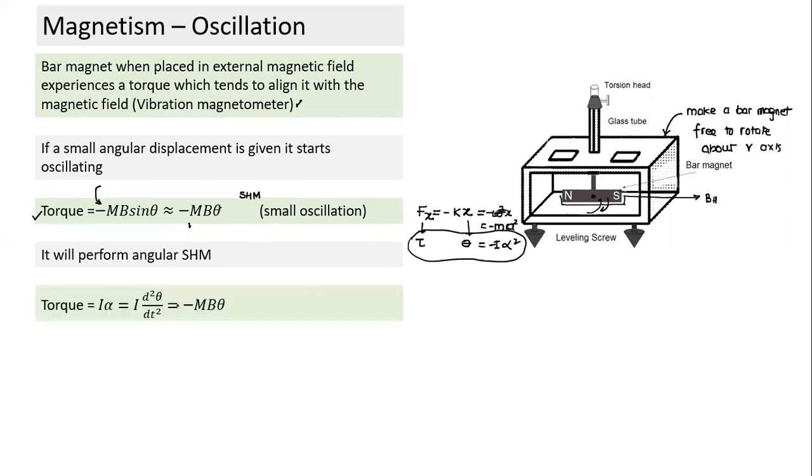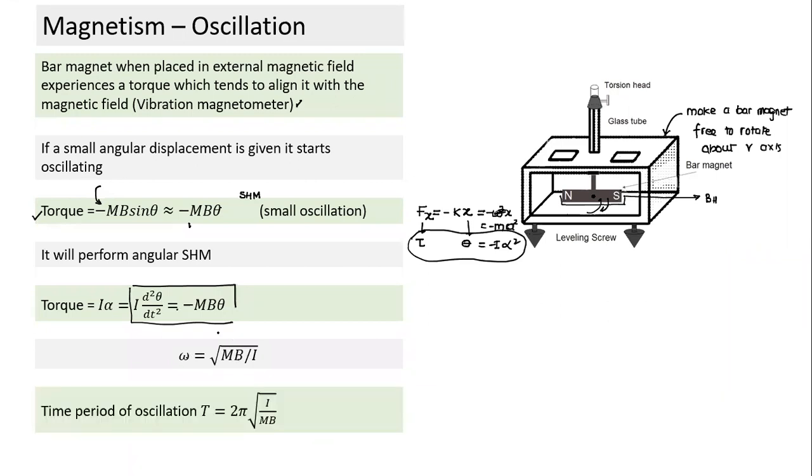Using this equation, torque is equal to I into alpha. Alpha can be written as d square theta by dt square, so I d square theta by dt square is equal to minus mB theta. From this I get an equation for theta. And what is omega in this case? Omega is the coefficient from this equation, where alpha is equal to minus omega square theta. So omega square is mB by I, or omega is equal to root of mB by I, or the time period of oscillation is 2 pi root I by mB.